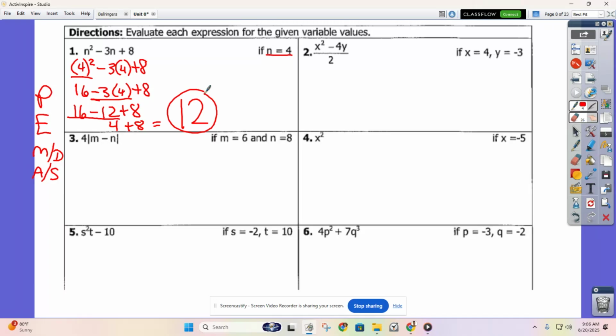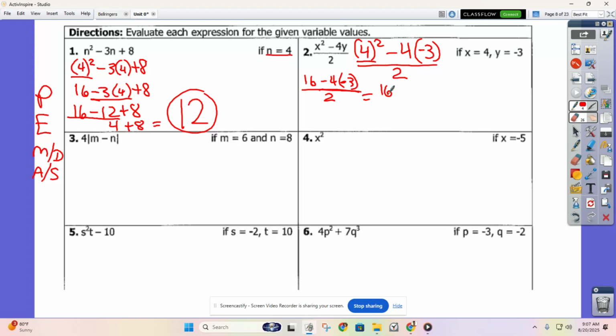Number 2, in place of the x, I'm going to put a 4 squared minus 4 times y, which is negative 3, all divided by 2. Order of operations says I do this exponent first. That'll give me 16 minus 4 times negative 3 divided by 2. Negative 4 times negative 3 is what comes next, multiplication. So I leave this 16 alone.